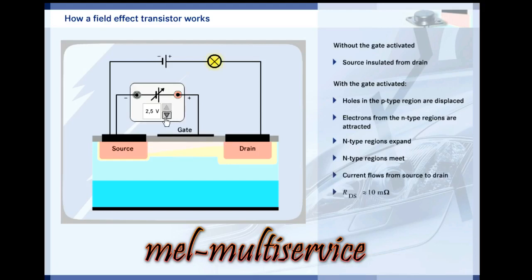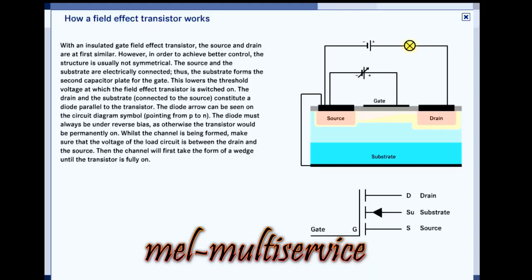The source drain path acts like a variable resistor. In the conducting state, the resistance is only about 10 milliohms. Despite this, no current flows in the gate, because it is electrically insulated. This means the field effect transistors can only be controlled by voltage. Try it out. Click the link to find out more about how field effect transistors work.